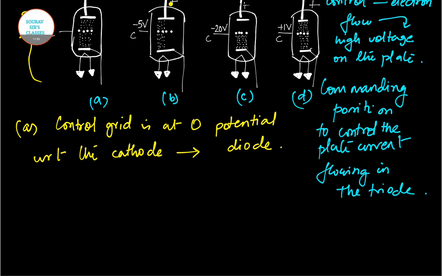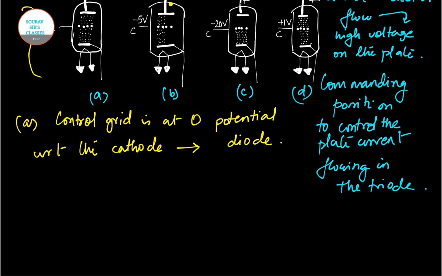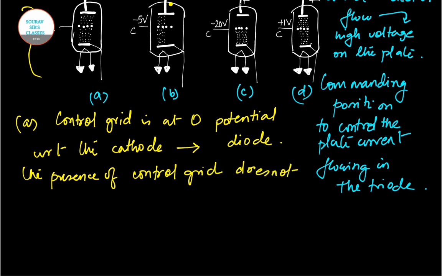This is not surprising since under these conditions the presence of the control grid does not have any effect on the electric field that is between the plate and the cathode.